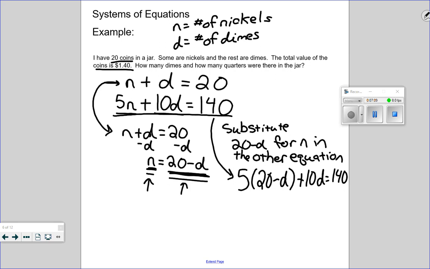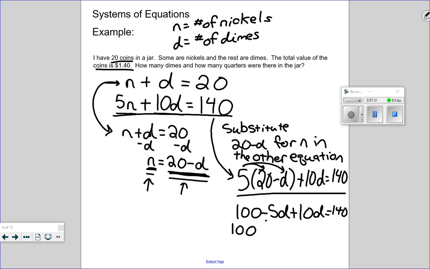And now I just solve, because the point was, when I did that, now I have one variable in my equation, and I know how to solve an equation that has one variable. I can start solving. So I'm going to go ahead and solve. We start off by distributing. That's 100 minus 5d plus 10d equals 140. Combine like terms. 100 minus 5d plus 10d is plus 5d.